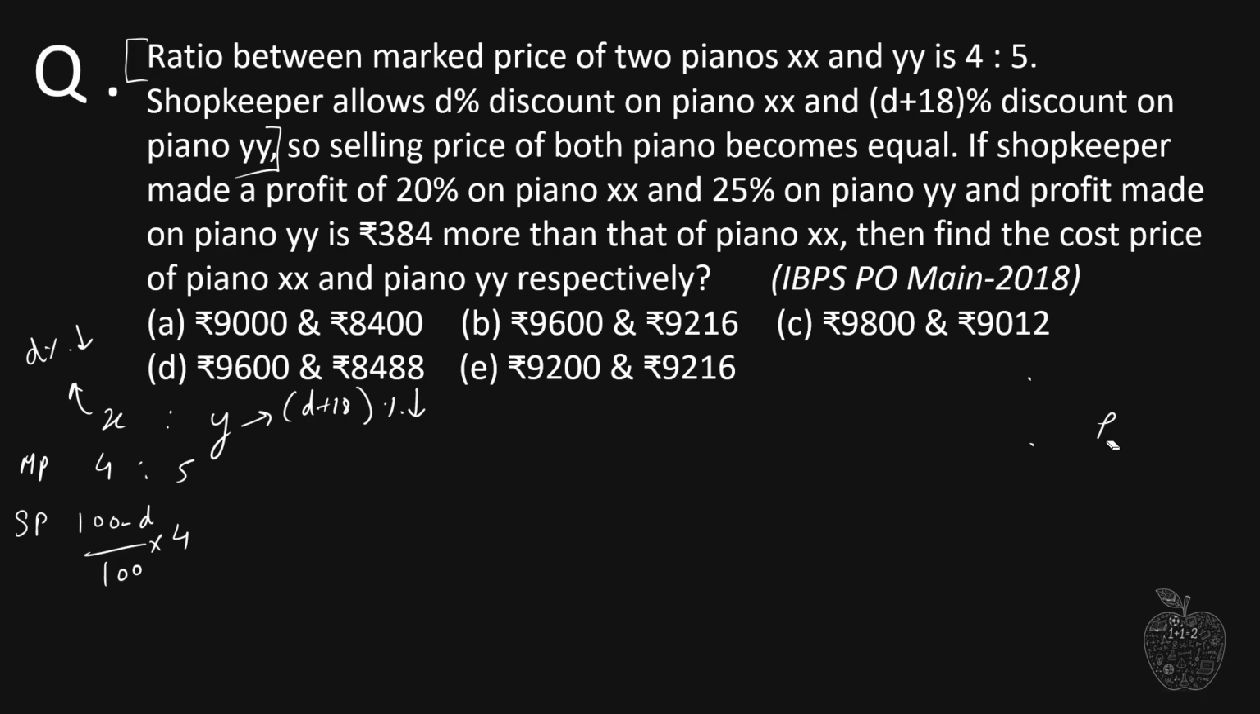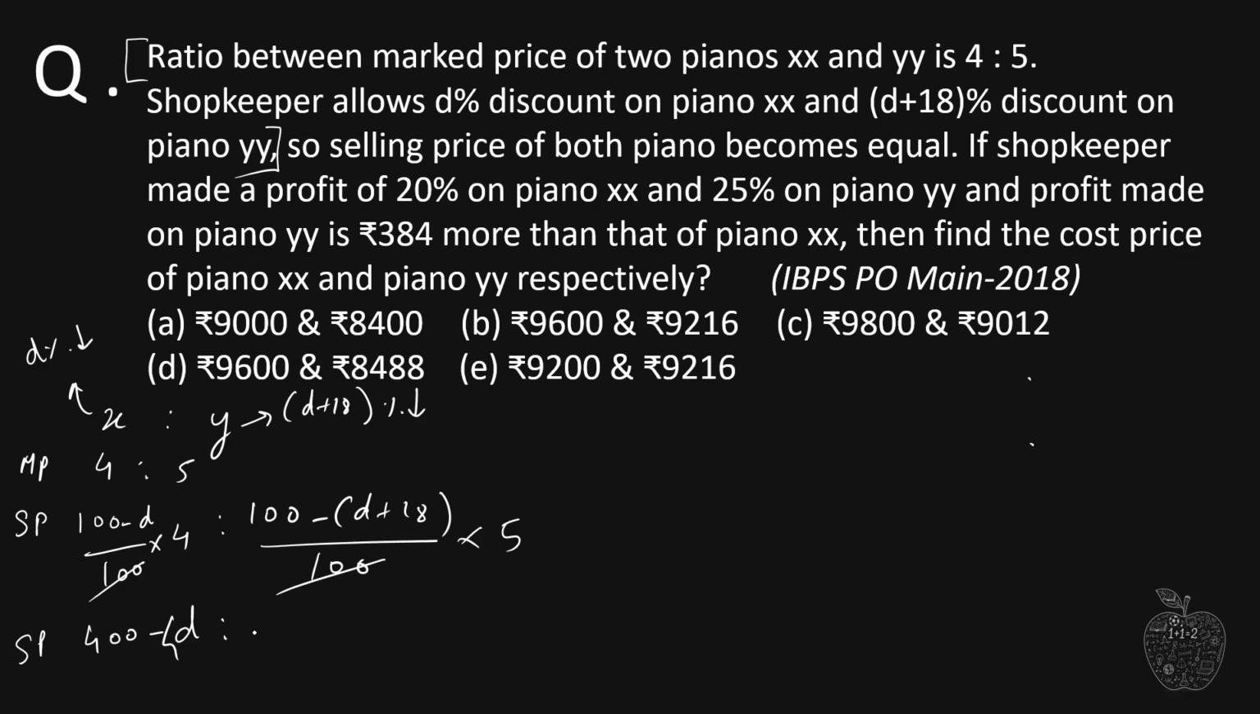Similarly, here there is a discount of D%, so the selling price will be (100 minus D) over 100 into 4. And similarly, we can do (100 minus (D+18)) over 100 into the mark price, which is 5. Eventually we'll get 400 minus 4D is to 410 minus 5D. We know the selling price is equal, so we equate this and find the value of D.